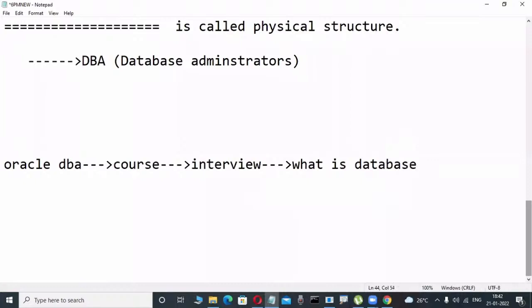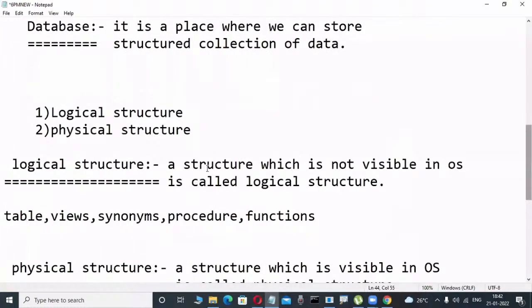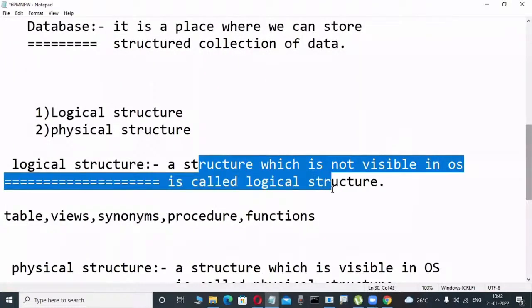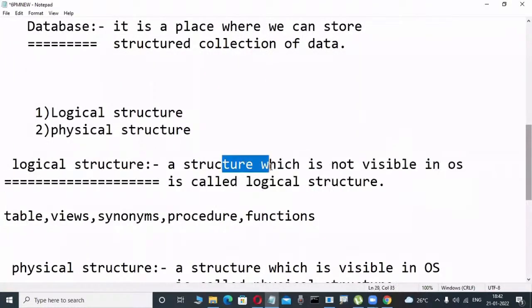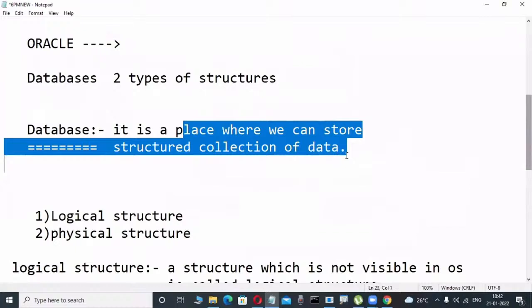Whenever they ask what is a database, if I tell the bookish knowledge, that it is a structured collection of interrelated data, a place that stores a structured collection of data, if I tell that, I am immediately rejected.